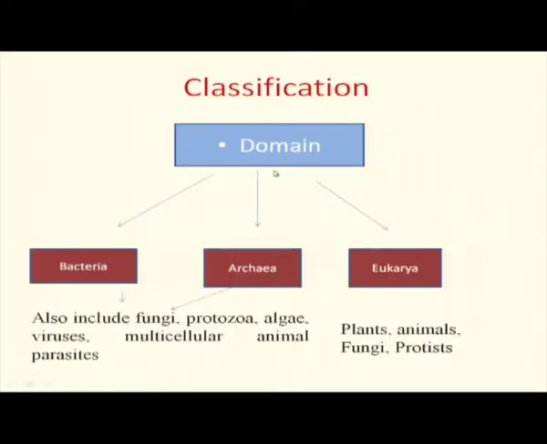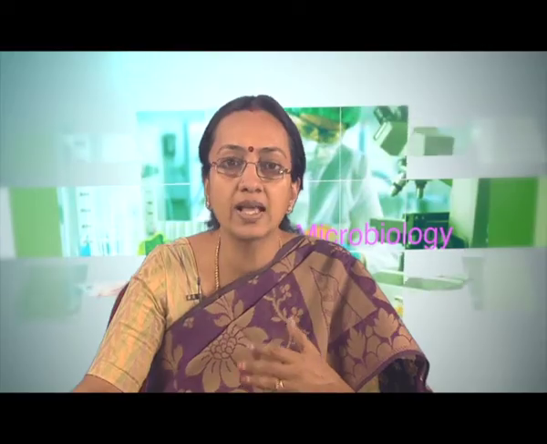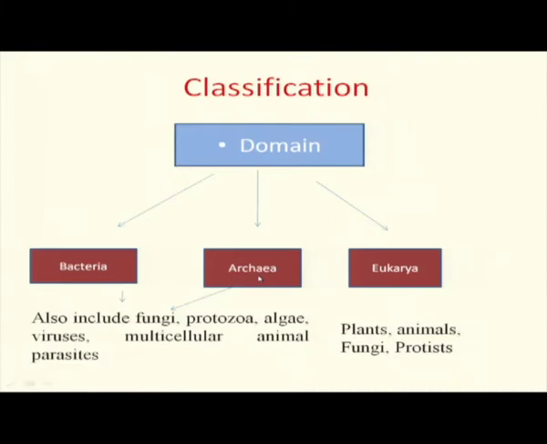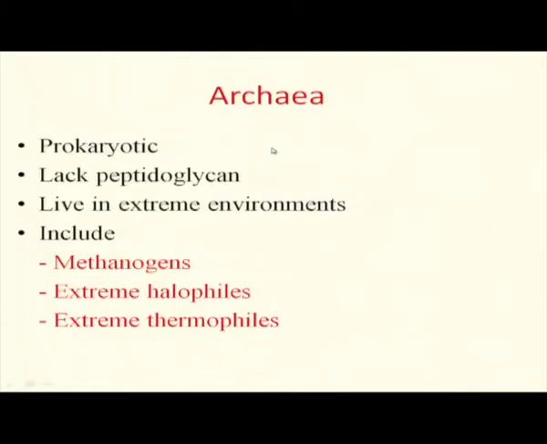So let us see the basic classification of microorganisms. Basically, the domain is divided into bacteria, archaea and eukarya. Now, what we call as bacteria and archaea together comprise the fungi, the protozoa, the algae, the viruses and even the multicellular animal parasites, by which I mean the helminths. You have the ascaris, the roundworm, the hookworm, the tapeworm. All these also belong under this class of disease causing organisms. Among the eukarya, you have the plants, animals, fungi and the protista. Let us take and consider each class of these organisms.